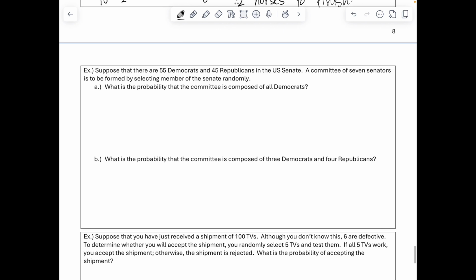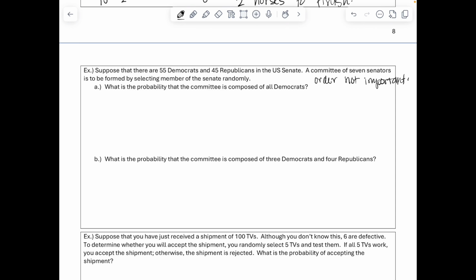The example at the top of the next page, suppose that there are 55 Democrats and 45 Republicans in the U.S. Senate. A committee of 7 senators is to be formed by selecting members of the Senate randomly. So again, we're dealing with committees, so order is not important. Doesn't matter if you're first selected or last, you're still part of that. So part A says, what is the probability that the committee consists of all Democrats?